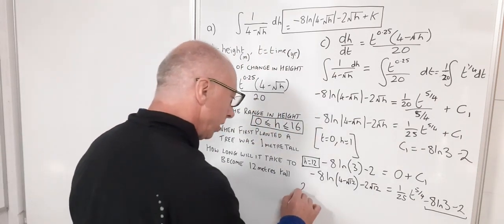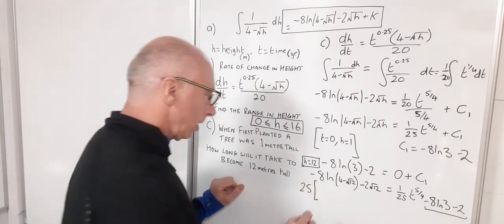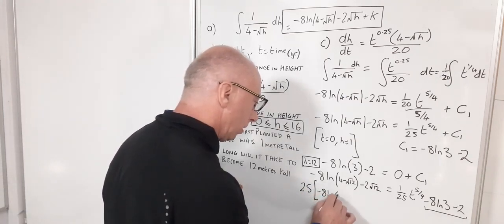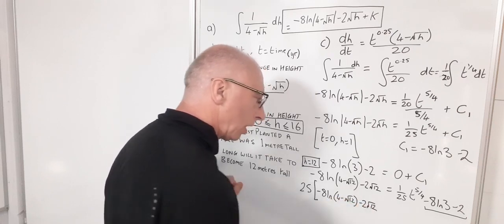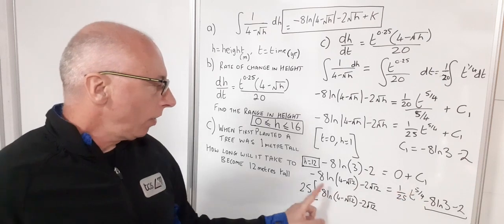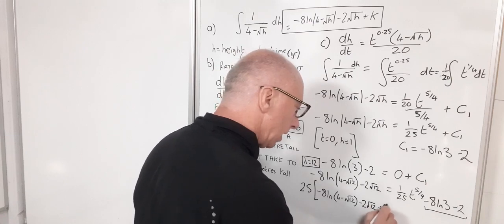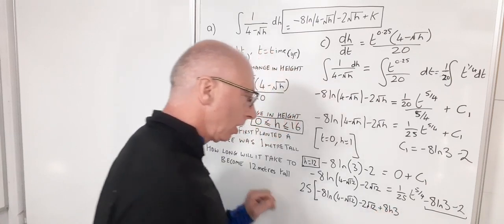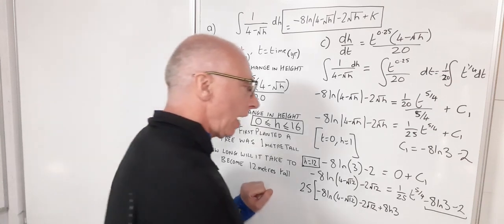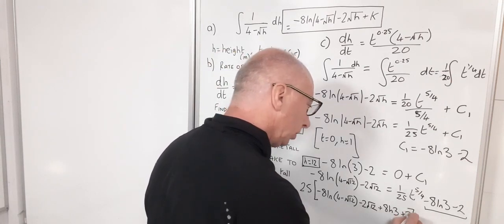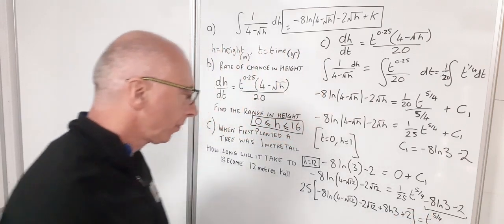So now I've got 25 times all of this, which is minus 8 natural log 4 minus root 12 minus 2 root 12. Bring this as well over, which is still inside the brackets. So now these are going to change to a plus. So I've got plus 8 natural log of 3, which is the same as natural log of 3 to the power of 8. So that's going to be quite a big number. And then plus 2. So that's all in brackets. And that equals t to the 5 over 4.